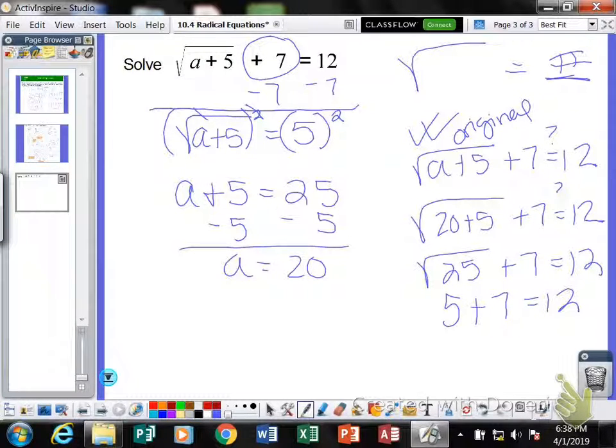Remember, I keep writing this because I don't know if it equals or not. I got to prove it. 5 plus 7 is 12. That, in fact, does equal 12. This is a true statement. So, therefore, my final answer for that one is a equals 12.